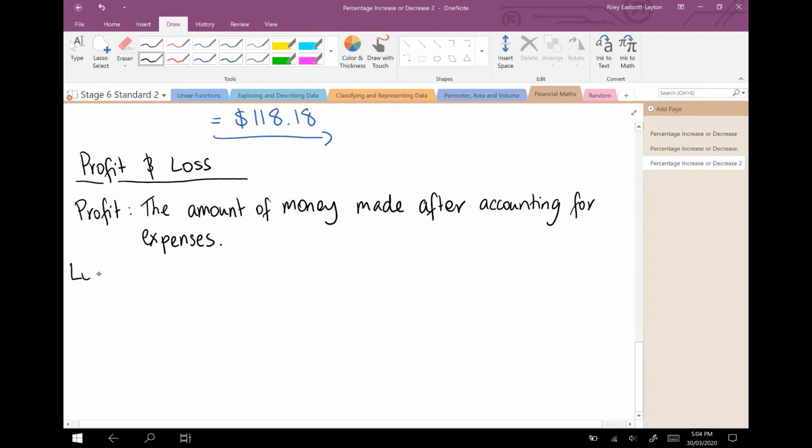So loss works under the same principle. So it is the amount of money, but it's not made.